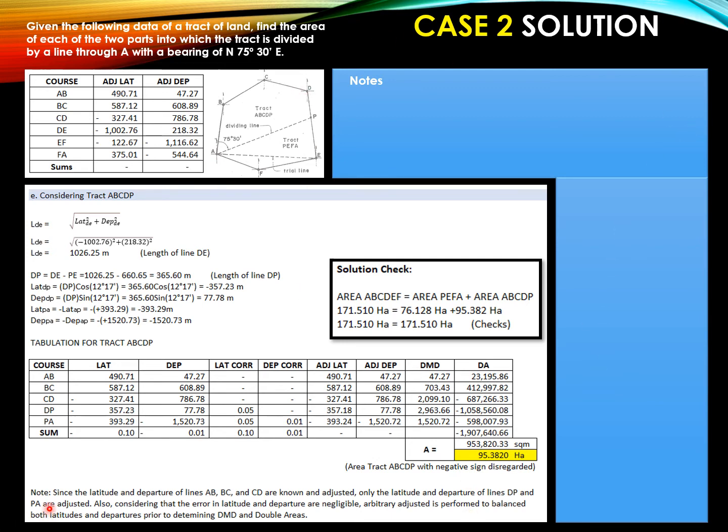So, this one, note, since the latitude and departures of line AB, BC, CD are known and adjusted, only the latitude and the departure of lines DP and PA are adjusted. Also, considering the error in latitude and departure are negligible, arbitrary adjustment is performed to balance both latitudes and departures prior to determining DMD and double areas. So, please take note yan.